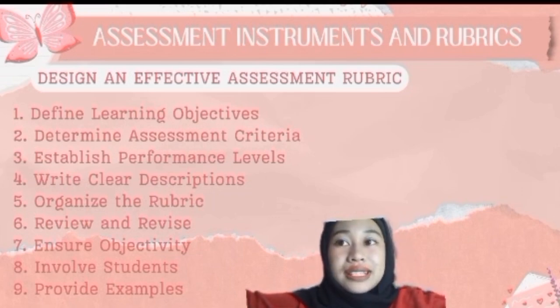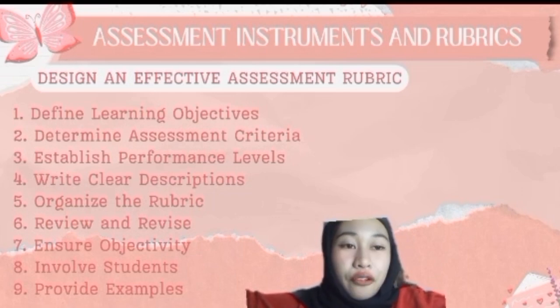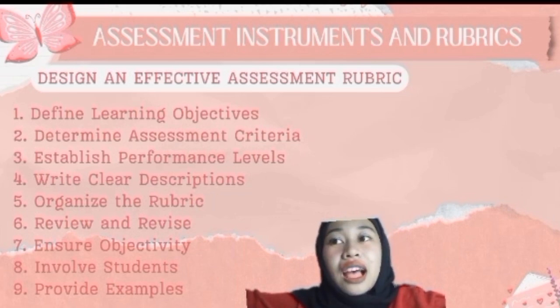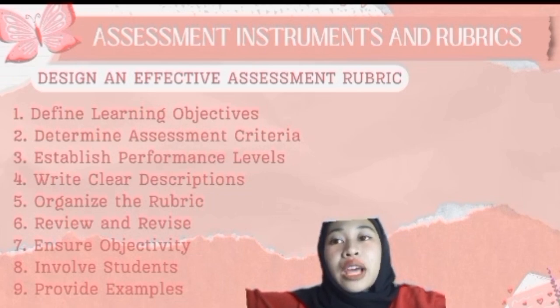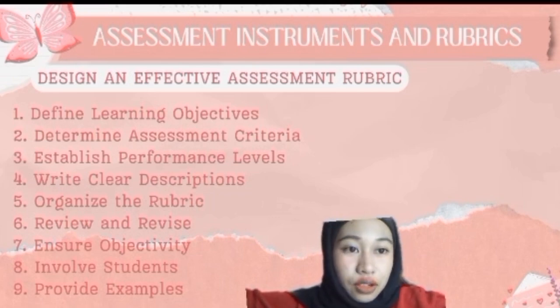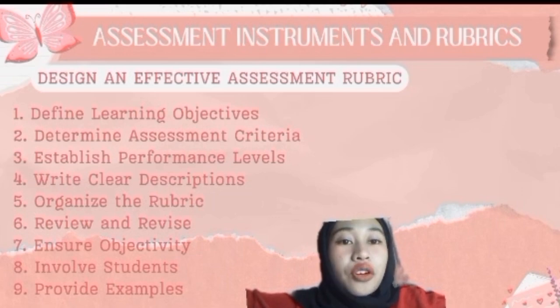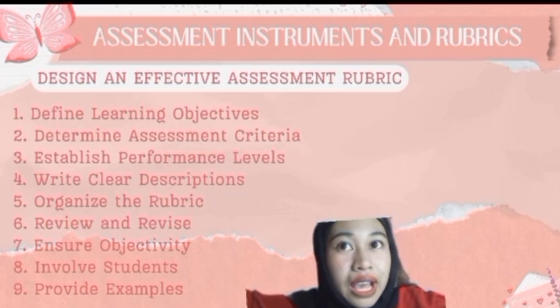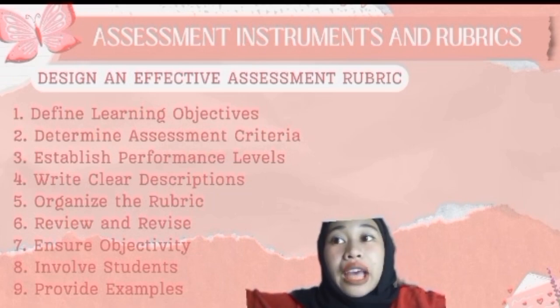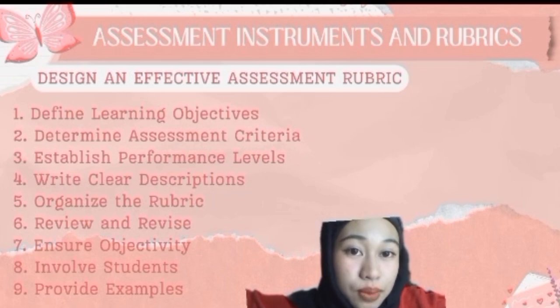Create a scoring scale. Design a scale that categorizes performance level. Four is write clear description. Detail expectations for each performance level. Provide clear specific description that outline what is expected at the level. 5 is organize the rubric. Format the rubric. Structure the rubric in a table format with criteria list in rows and performance level in columns.